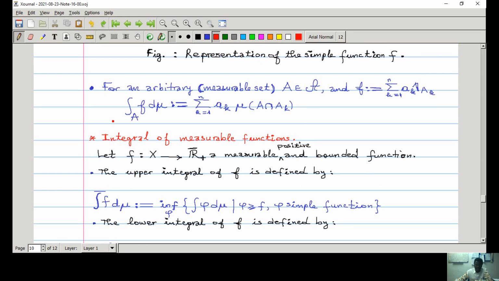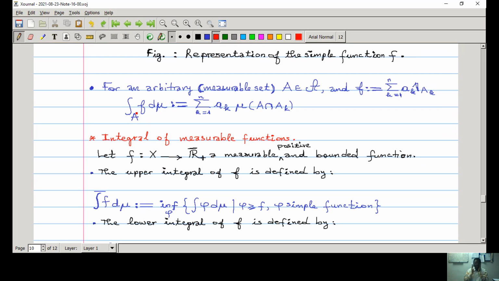So that's what we get here, right? Because we're integrating on that. If we integrate on A, we need to take only the portions of A that intersect with the A_k, because f has a finite number of values. So we take the intersection so as to consider only the values of A that lie at the intersection of A with the A_k. So that's how we define the integral of a simple function over an arbitrary set.